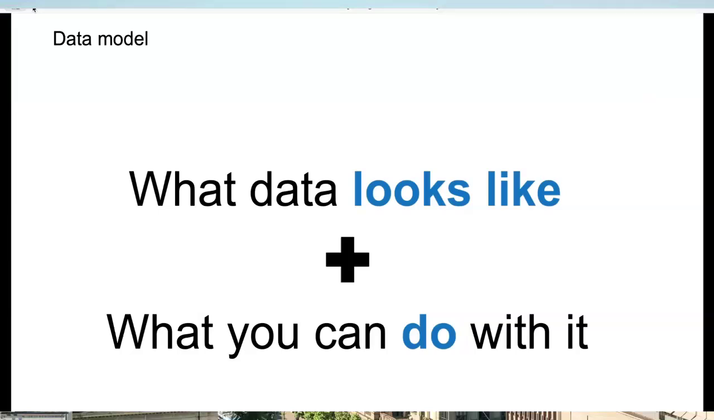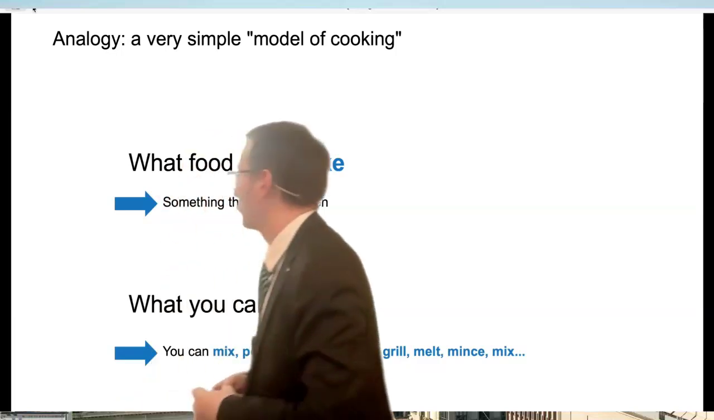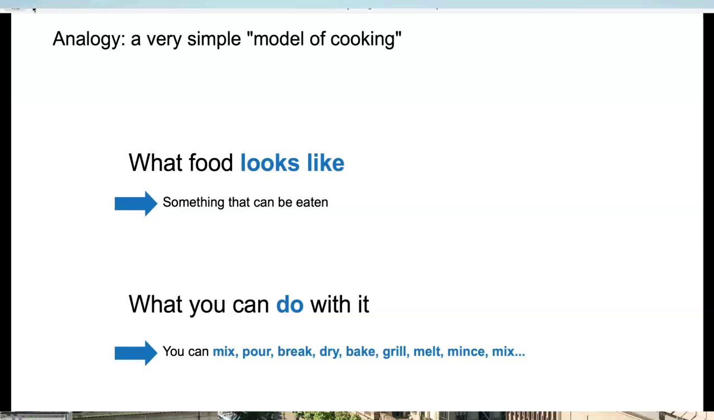So let me dive a little bit. What is a model? Well, we need to say two things: what data looks like and what you can do with it. It's a little bit like cooking. Do we have people who cook here? It's the same. In a cookbook, you have the ingredients section that tells you what you need for baking your cake or cooking whatever you want to cook. And then there is the recipe that tells you what you're supposed to do with it. So this is what you have in a data model. Mix, pour, break, dry, bake, grill, and so on. These are all the things you can do to cook. And we'll see with tables, you can project, select, group, join. We also have verbs for tables.